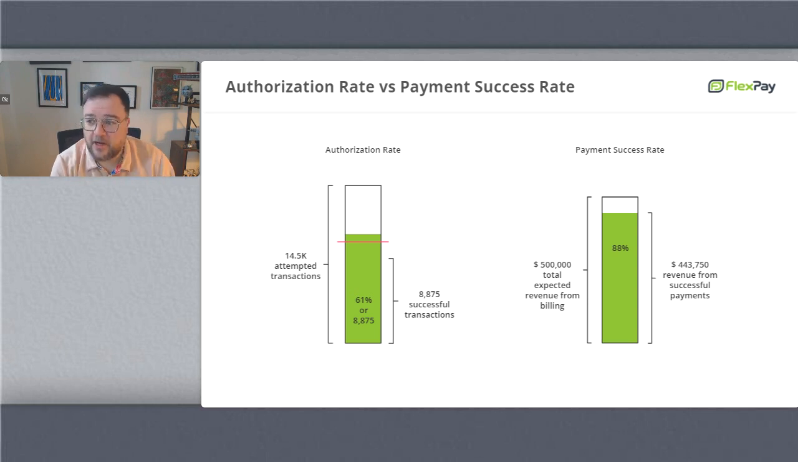But you cannot and you should not store CVVs for any kind of subscription businesses. It's completely against the Visa and MasterCard guidelines, and also the PCI guidelines as well. So, from a data security perspective.